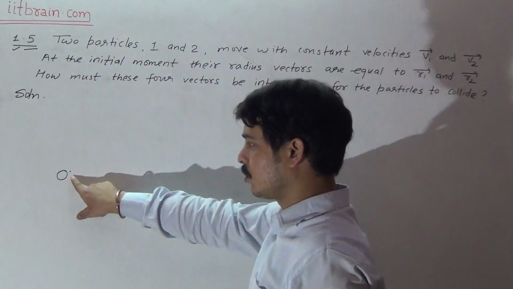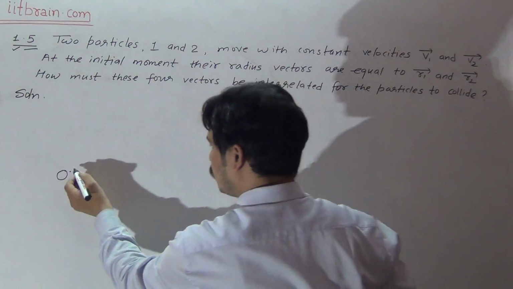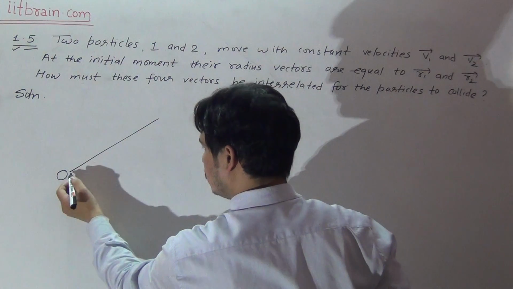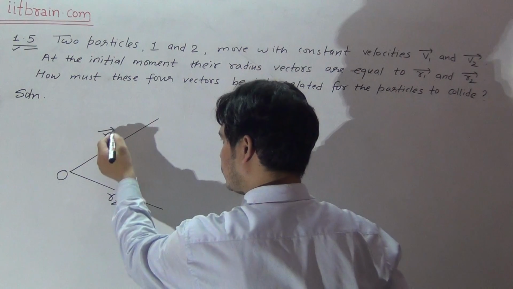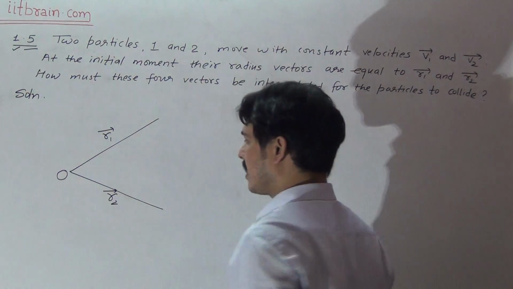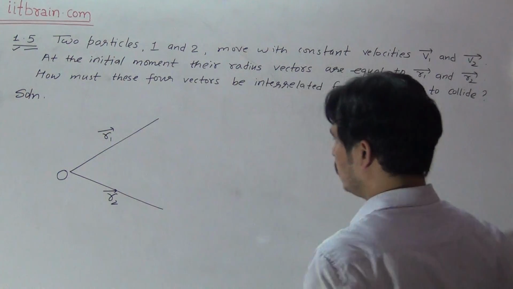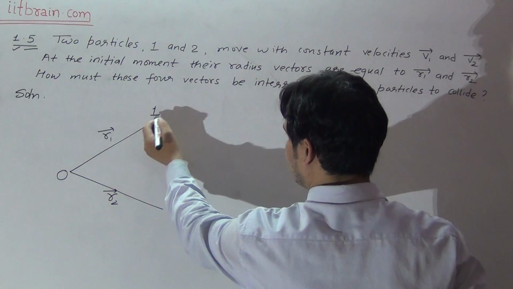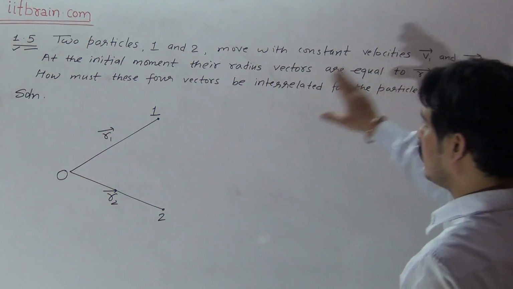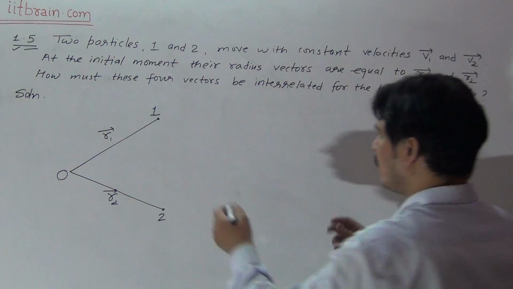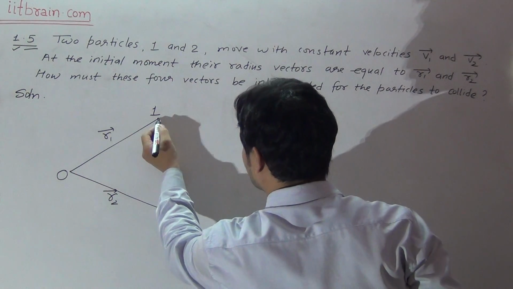Consider that O is the origin point and the positions of the two vectors are these. These are R2 vector and R1 vector. These are R1 and R2 and their moduli are R2 mod and R1 mod. These are the positions of two particles 1 and 2. Two particles 1 and 2 move with constant velocities v1 and v2 vector. Let the velocity of this particle be v1.